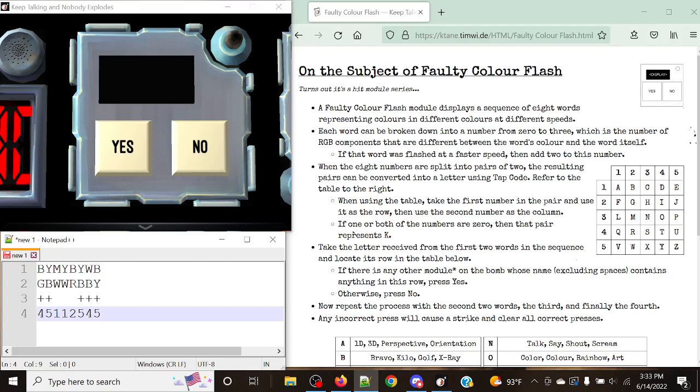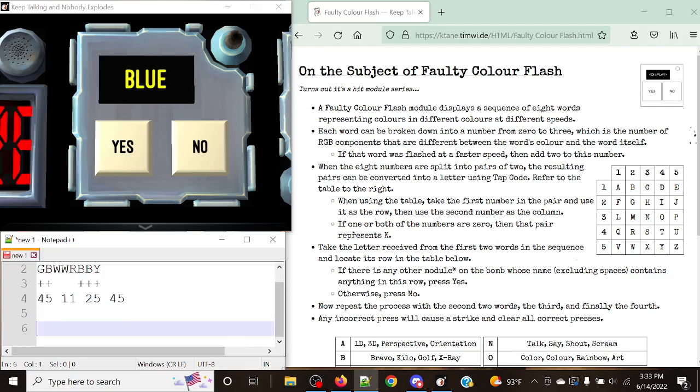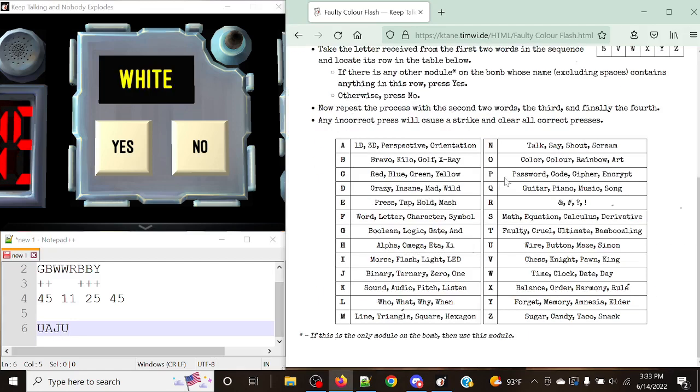So now we have our characters. Let's convert these from tap code into letters. So we have 4, 5. 4, 5 is going to be a Uniform. 1, 1 is going to be an Alpha. 2, 5 is going to be a Juliet, and 4, 5 is, once again, Uniform. So now, let's take a look.